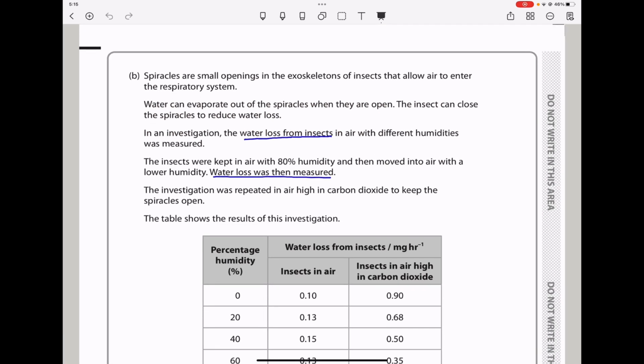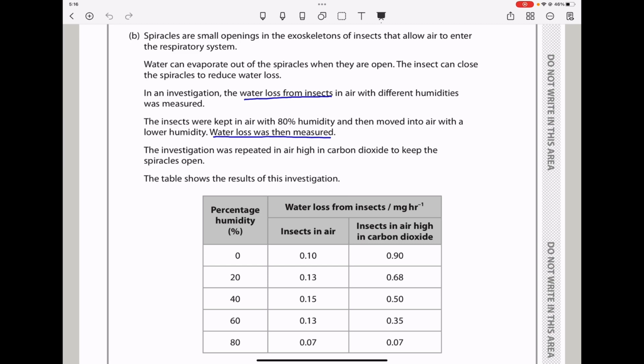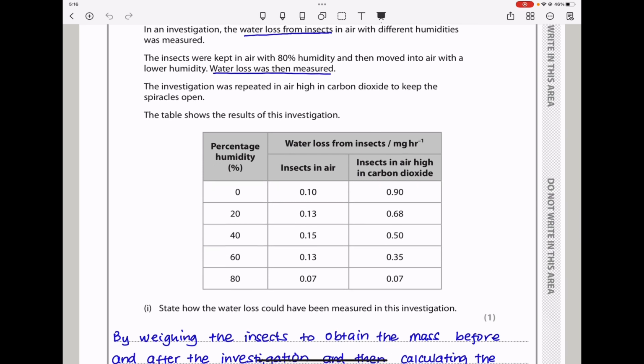Here they say, spiracles are small openings in the exoskeleton of insects that allow air to enter the respiratory system. Water can evaporate out of the spiracles when they are open. The insect can close the spiracles to reduce water loss. In an investigation, the water loss from insects in air with different humidities was measured. The insects were kept in air with 80% humidity and then moved into air with a lower humidity, and the water loss was then measured. The investigation was repeated in air with carbon dioxide to keep the spiracles open. The table shows the results of this investigation.